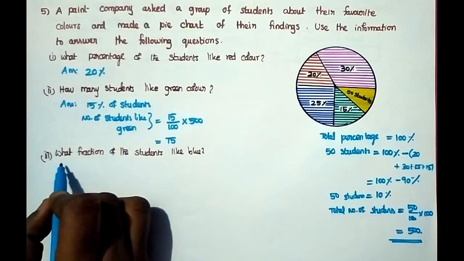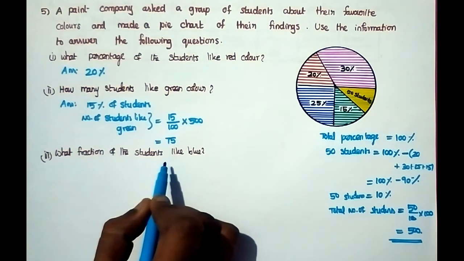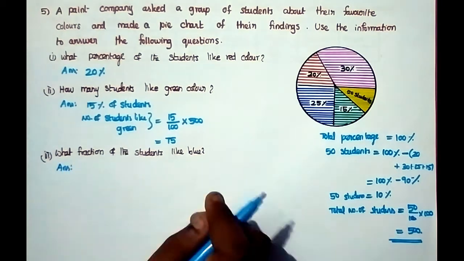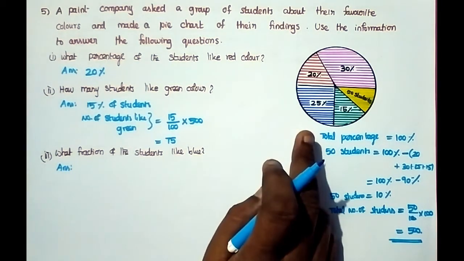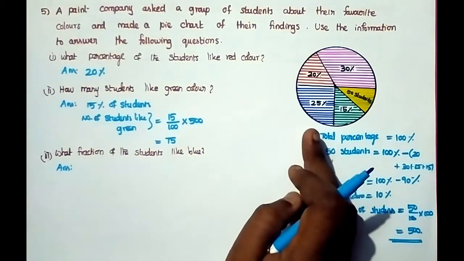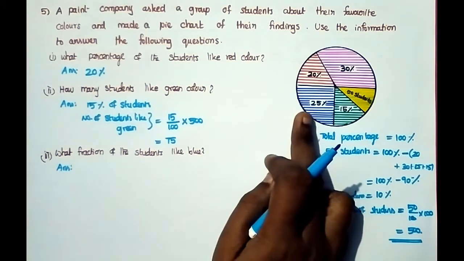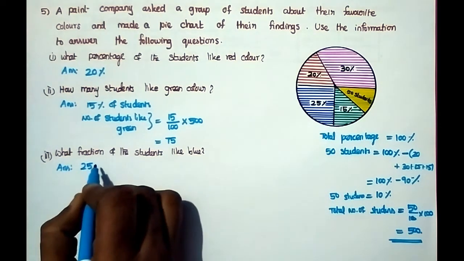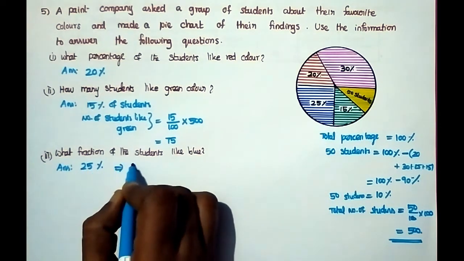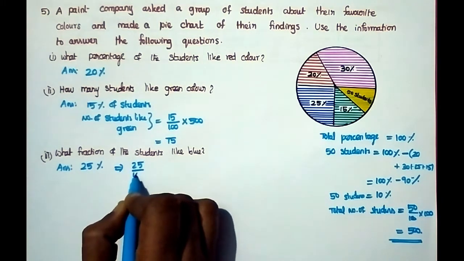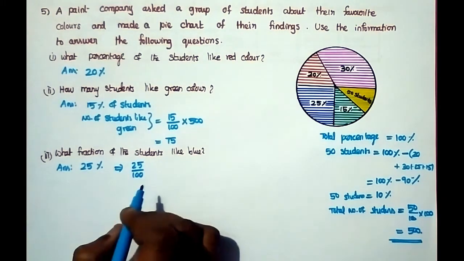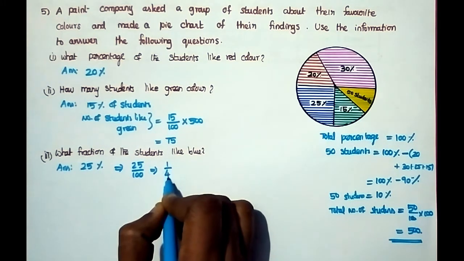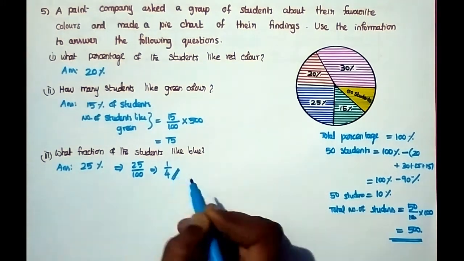Next sum, what fraction of the students like blue? So blue color, how many percentage of students like blue means 25 percentage. How will you write it as a fraction? That is 25 by 100. Simplify it and we get 1 by 4. That is the answer.